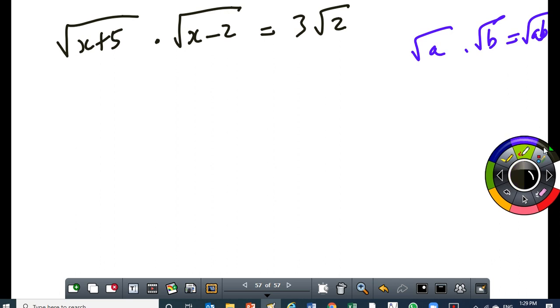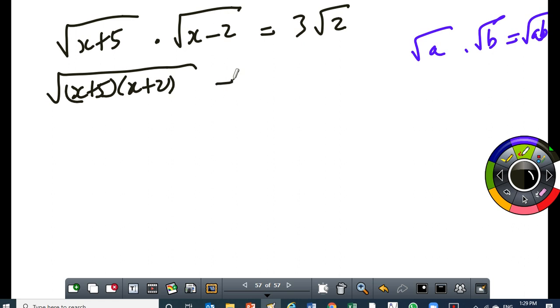So here, I have to multiply the x plus 5 and the x minus 2. And both must be inside the square root sign. So I can write that as the square root of x plus 5 times x minus 2, that's equal to 3 square root of 2. Okay, it's minus. So I'll put that minus there. So I need to simplify what's inside the square root.